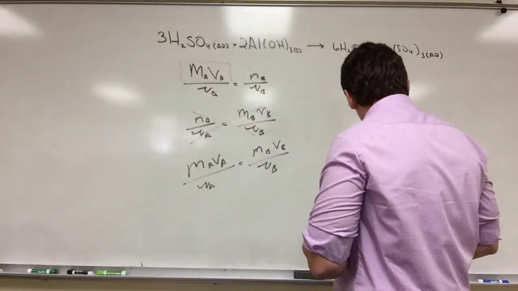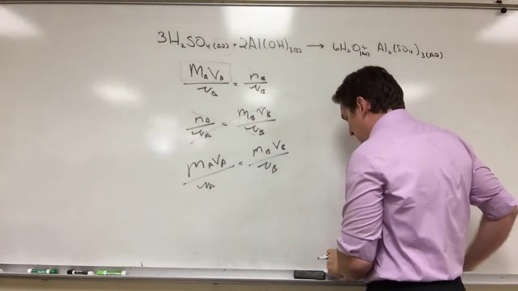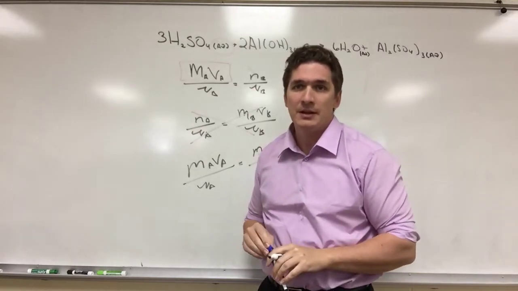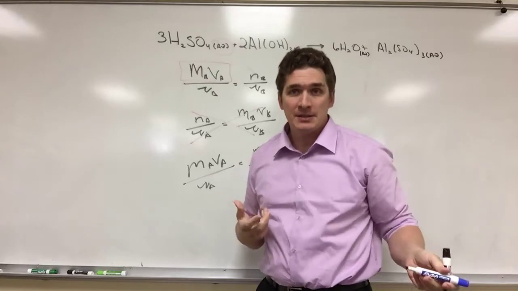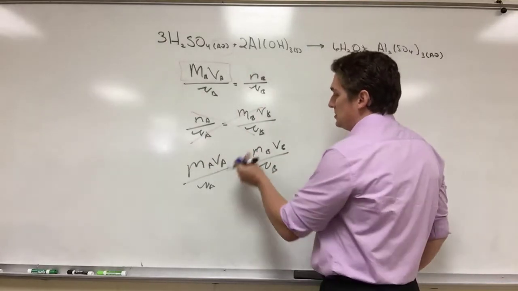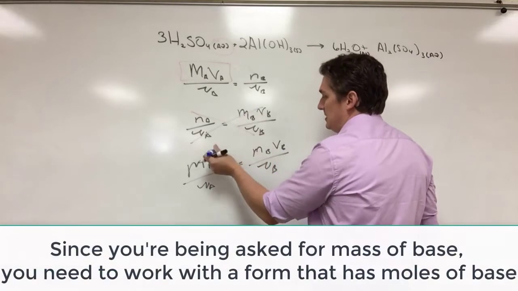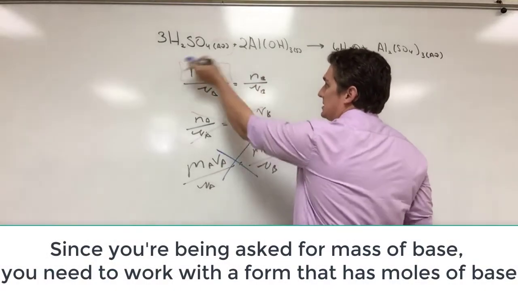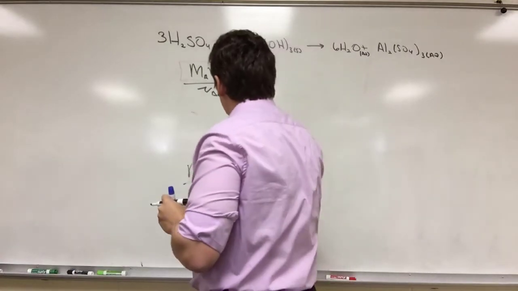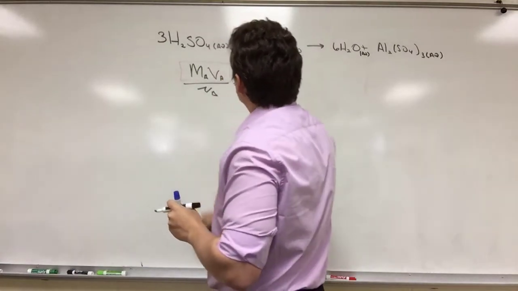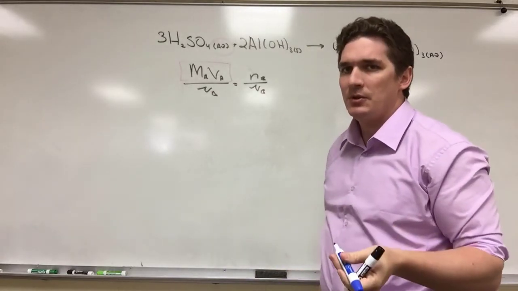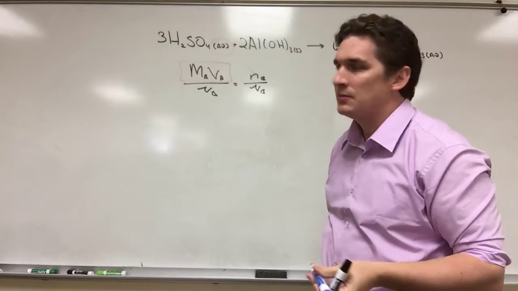Now, what about the base? Well, we're being asked for the mass of the base required. So if you're being asked for a mass, and furthermore, if you actually see a solid up here, this tells you you're not working with an MB/BB formula. So this is the equation we're going to be working with. How do we use it? Well, again, we're being asked how many grams of aluminum hydroxide are required in order to react 100 mLs of a 3 molar H2SO4 solution.